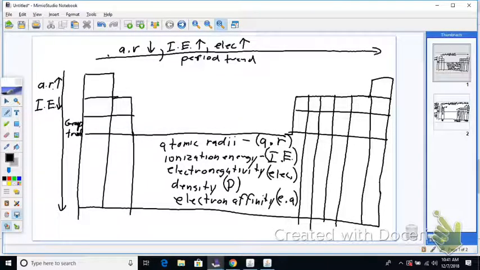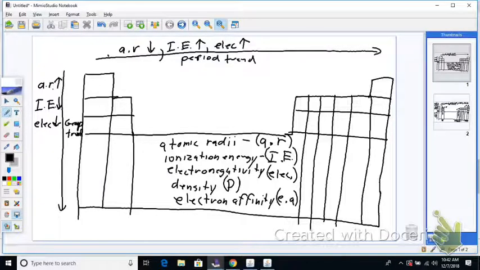But going down, somebody have that going down? It decreases. You guys see a pattern here? See the inverse relation. Yeah, it's inverse. Very good. So far, everything's been opposite. Going across, it does this. It's the opposite going down.